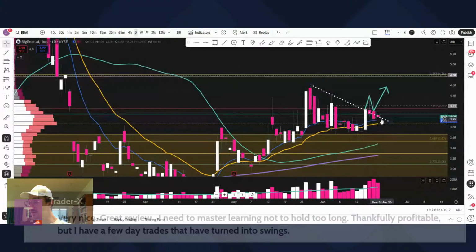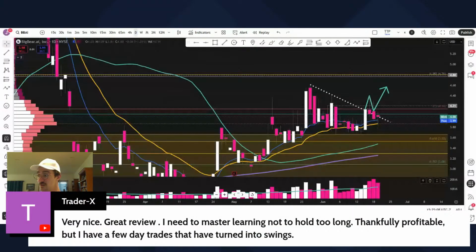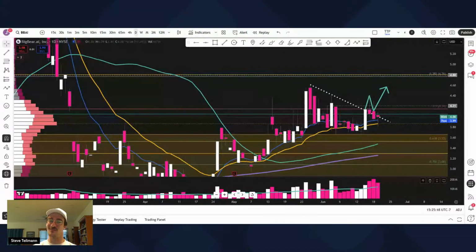All righty. Trader X, very nice, great review. Thank you so much. I need to master learning not to hold too long. Thankfully profitable, but I have a few day trades that have turned into swings. Yeah, the whole classic: it's breaking out right now, and then 2 days later, well, it was always a long-term hold. I do that too, don't worry. So I do it a lot less now because I do stick to my rules for the most part.